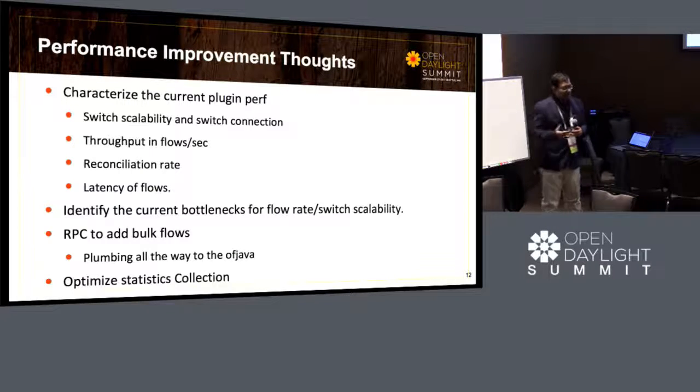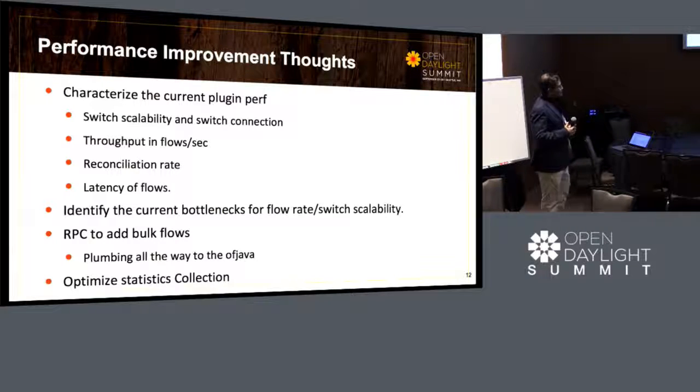So we did some tests internally, and for the Helium plugin it's good till 210, 240, but the Lithium numbers aren't that good. So that is one area that we need to look into. The throughput in flows per second, so that's the provisioning rate.